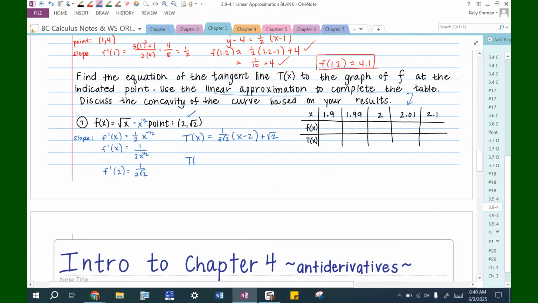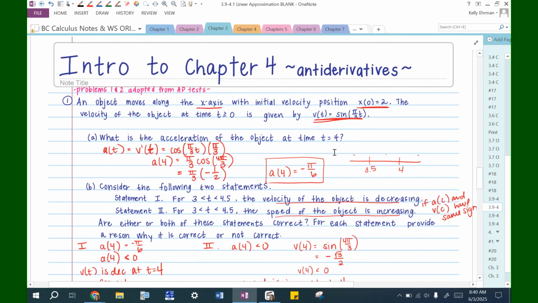So t of x is greater than f of x for all values in the table. Therefore, if the line is on top of the function, f of x is concave down. I always have to sketch it; I can't just remember that for some reason. So f is concave down at x equals 2. This doesn't mean the entire curve is concave down, just in this little area that we're looking at.